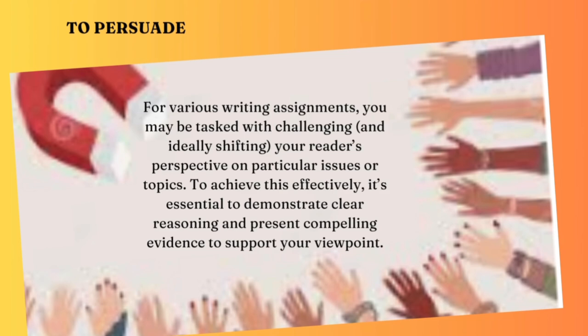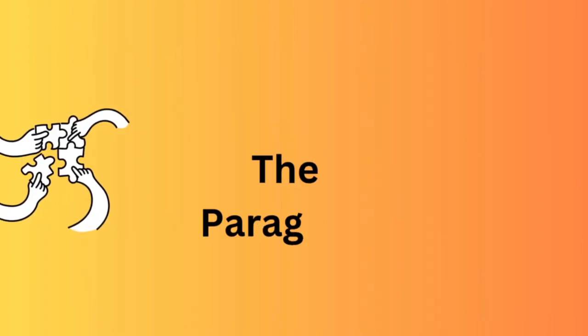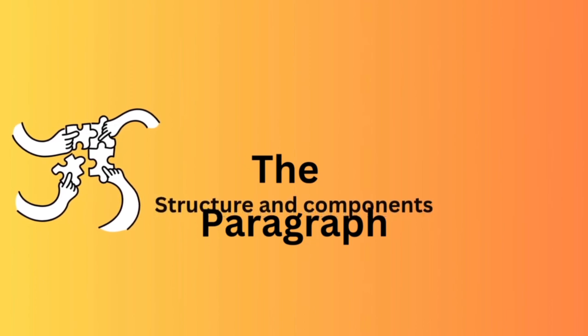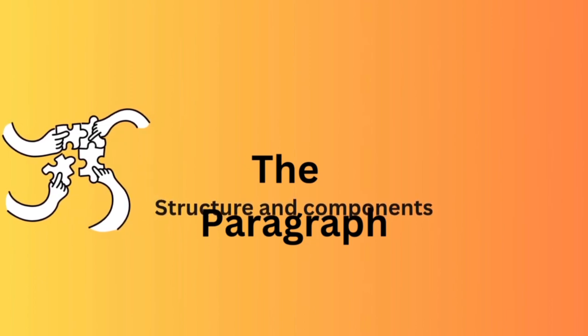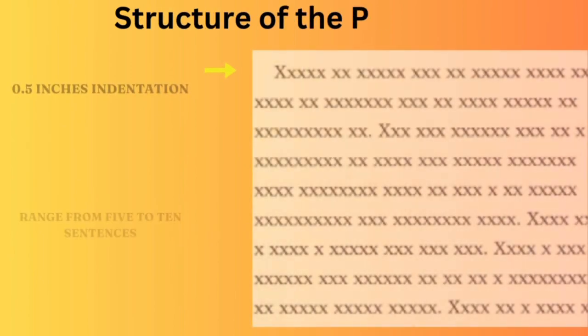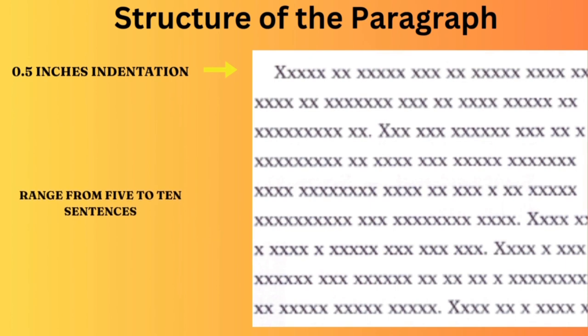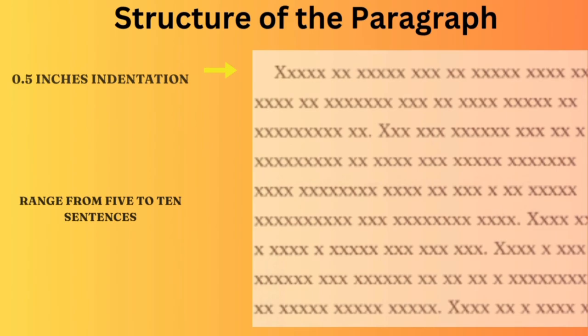In academic writing, a paragraph is more than a group of sentences. It functions as a unit of meaning that has a specific structure and different components. As we have just said, the paragraph has a specific structure in academic writing, and the first sentence of the paragraph should be indented by half an inch, and the paragraph sentences should range from 5 to 10.